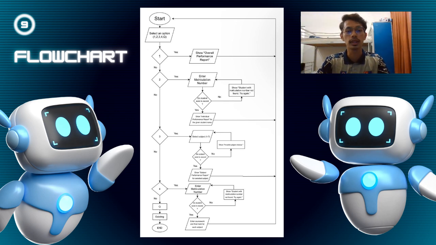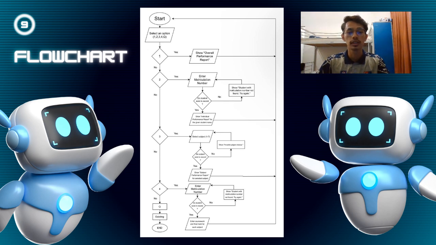So for the first one, there are 5 options, which is 1, 2, 3, 4, and Q. So if you choose the first option, it will show you overall performance report, and then it will go back to the 5 options. So next, if you choose the second option, it will ask you to enter matriculation number.